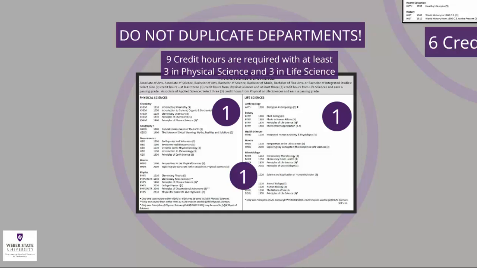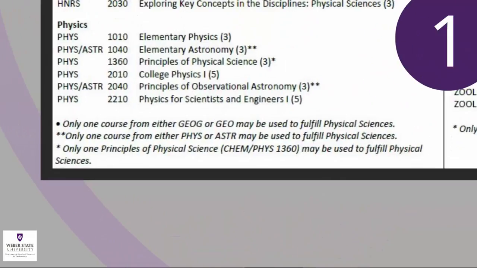The last portion of your breadth requirements is the physical and life sciences found on page 3 of the general education requirement sheet. This requirement works much like the creative arts and humanities in that you need to complete 9 credit hours. Of those 9 credits, you must complete at least 3 credits in physical science and 3 credits in life science. Please note, only 1 course from either geography or geosciences and only 1 course from either physics or astronomy may be used to fulfill the physical science requirement. This completes the general education breadth requirements.